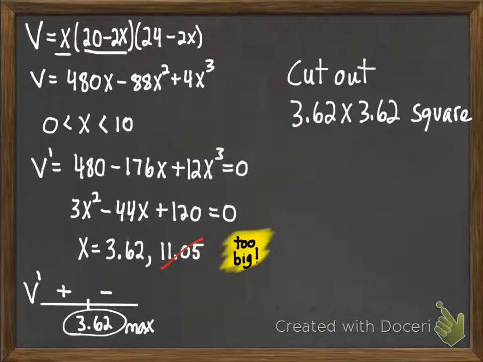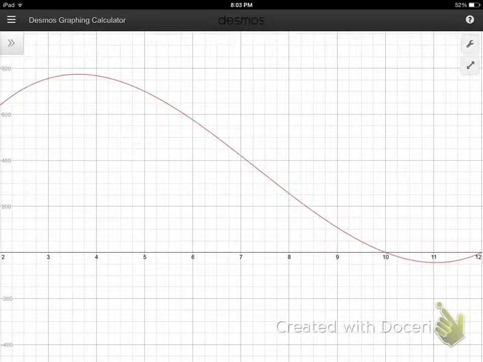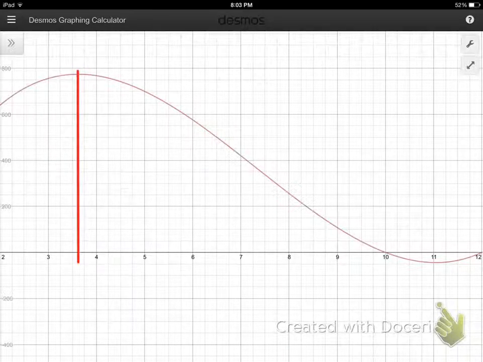So if you look at the graph of V, that's what I've actually drawn over here, we can see that we have a maximum value, again occurring at roughly 3.62. That will lead to the maximum volume.